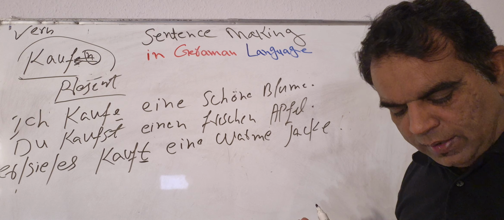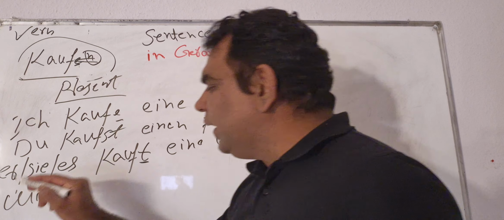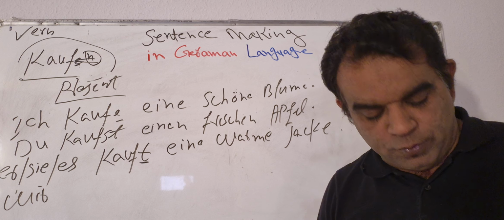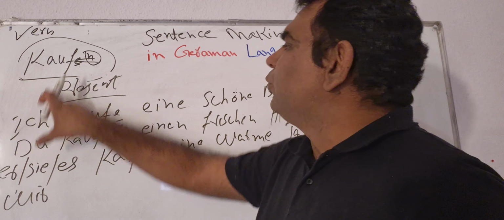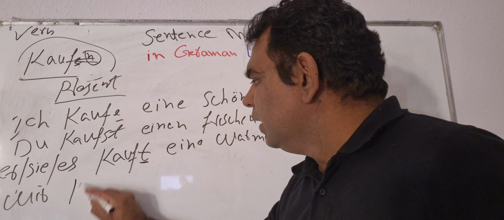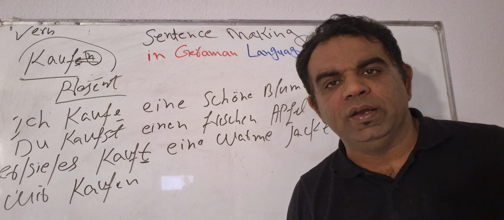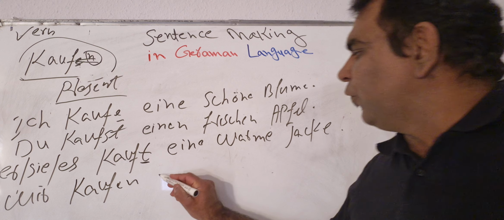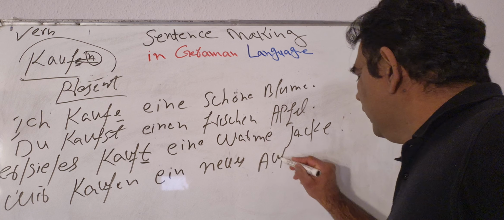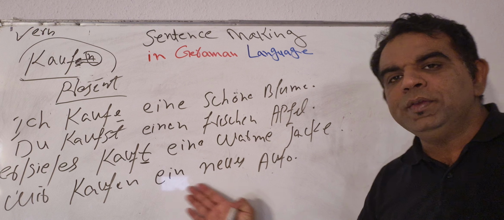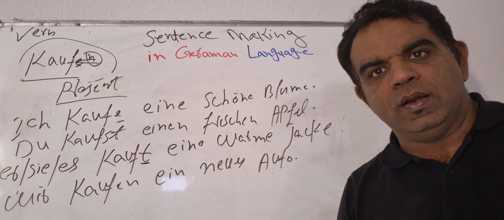Okay. Now, if we have a subject wir, I mean we are buying, we buy. When you have the subject wir, you have to write the full verb with en. So you will write here, wir kaufen. Was kaufen wir? Wir kaufen ein neues Auto. Genau. Wir kaufen ein neues Auto. We are buying a new car.